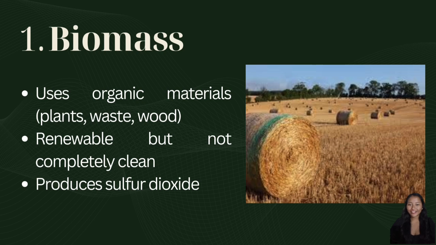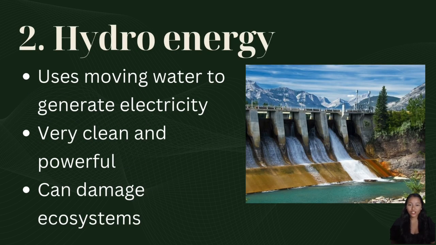As you can see here in the picture, it shows how waste materials can still be turned into useful energy. So now let's proceed to hydro energy. Hydro energy uses moving water to generate electricity. It is very clean and powerful, but it can damage ecosystems, especially when large dams are built. Take a look at this image. It shows how water pressure is used to turn turbines.